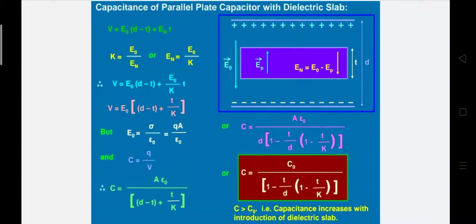If sigma be the surface charge density on the plates, then the electric field in the air between the plates is given by E naught equal to sigma upon epsilon naught, which is equal to Q upon epsilon naught A.